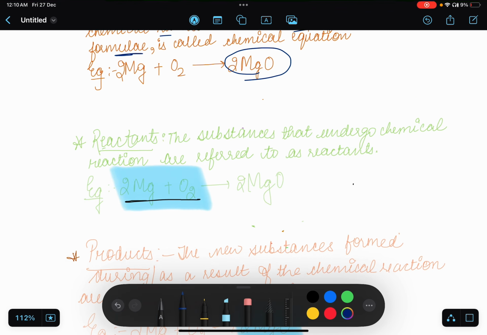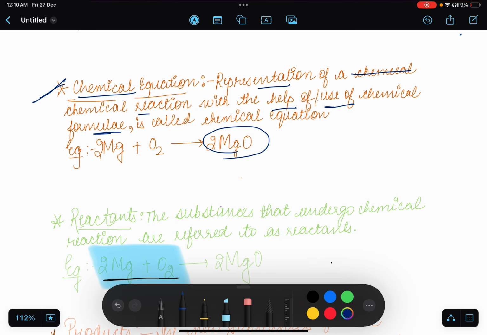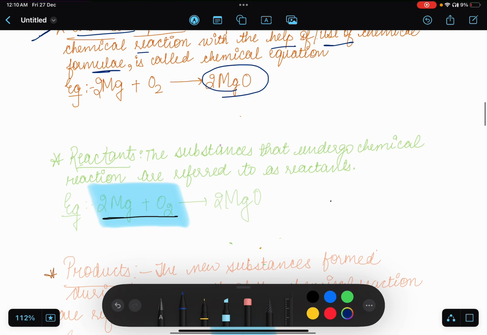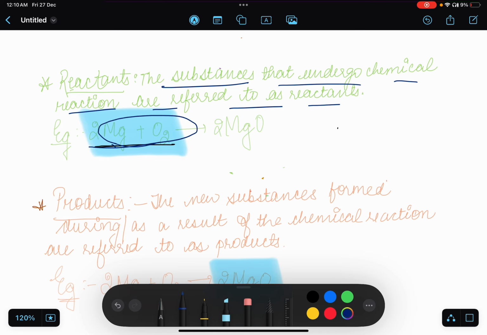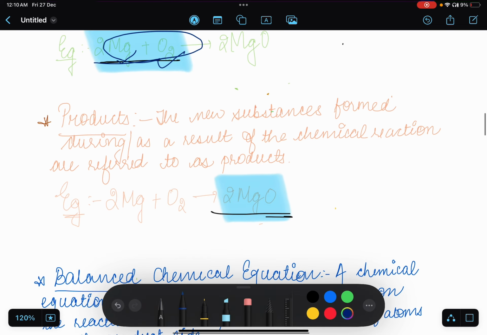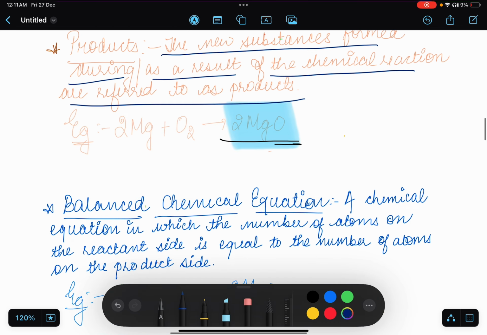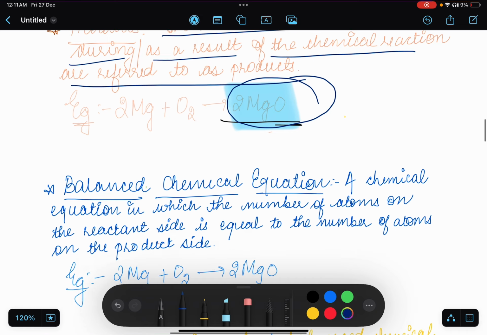And now, if we are going to discuss a chemical equation, we need to discuss what are reactants and products. I know it is a very simple concept and you might have studied it earlier. Reactants are the substances that undergo chemical reaction and are referred to as reactants. I have highlighted in this reaction, magnesium and oxygen are the reactants. What are products? The new substances formed during or as a result of the chemical reaction are referred to as products. Here, magnesium oxide is the product.